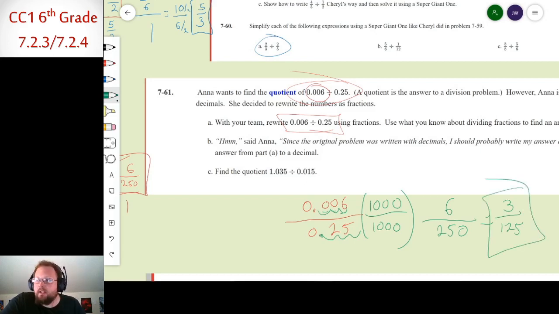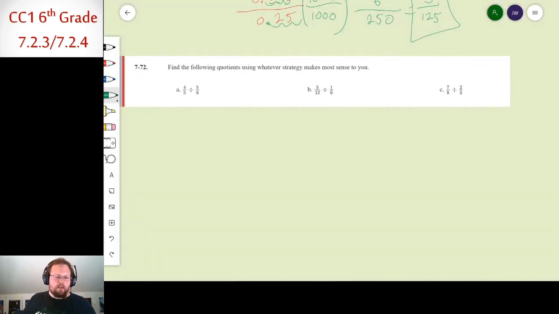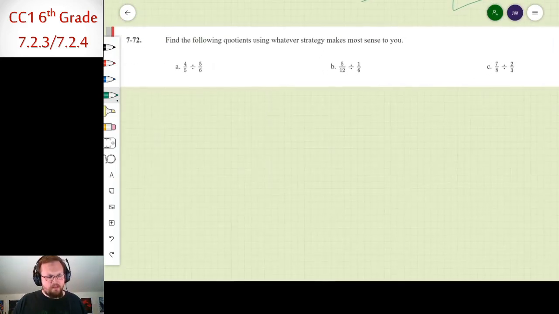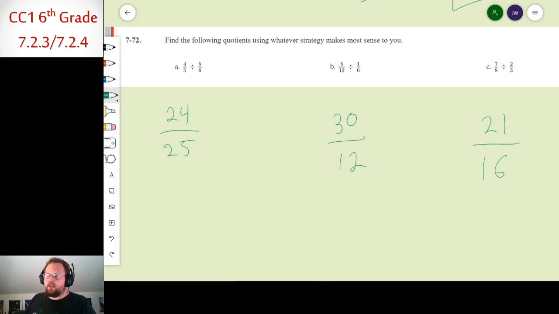So I personally like to use thousands in a nice way, especially when you've got something with 3 decimal places like this. You can actually make this a much easier problem. So I'd like you to pause the video, and divide the fractions in 7-72 using whatever strategy makes the most sense. I personally prefer the flip and multiply method. So pause the video, try those, and make sure that you end up getting 24 over 25, 30 over 12, and 21 over 16. And you can again reduce some of these.